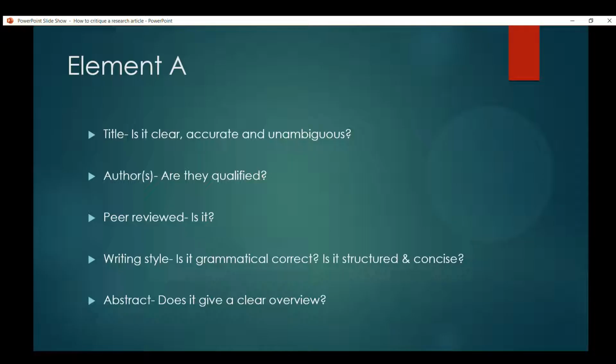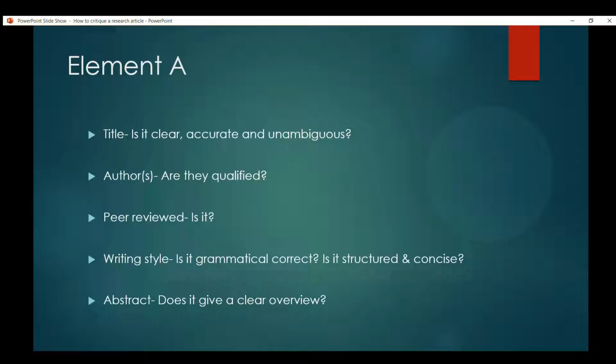What do I mean by this? When you read the title, can you guess what the whole report is all about? If I read the title that says exercise as a means of weight loss, I already understand that in that article, all I want to read about is how exercise affects weight loss.